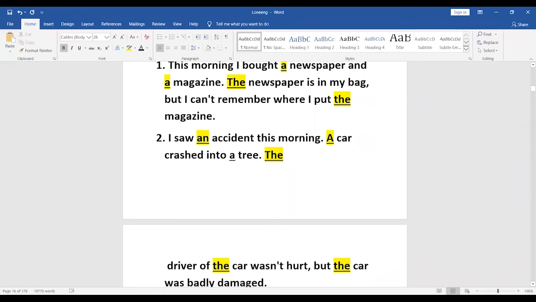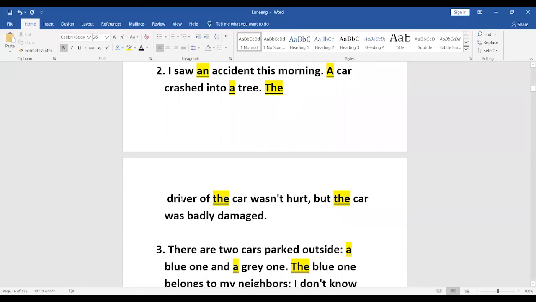I saw an accident. So take a look at this noun, the common noun here, and it starts with a vowel, and that is why there is an in front of the noun. So an accident, okay. And this morning I saw an accident this morning. A car, noun, common noun, starts with a consonant. So you put a car crashed into a tree.